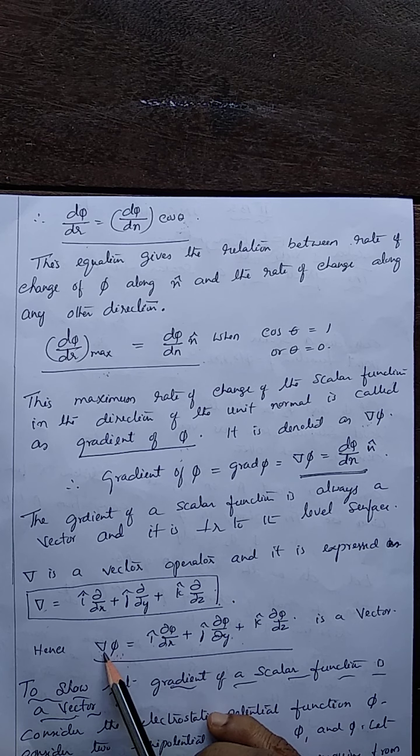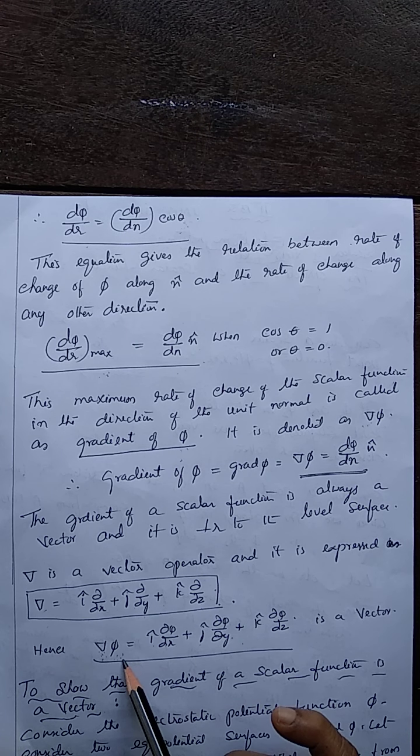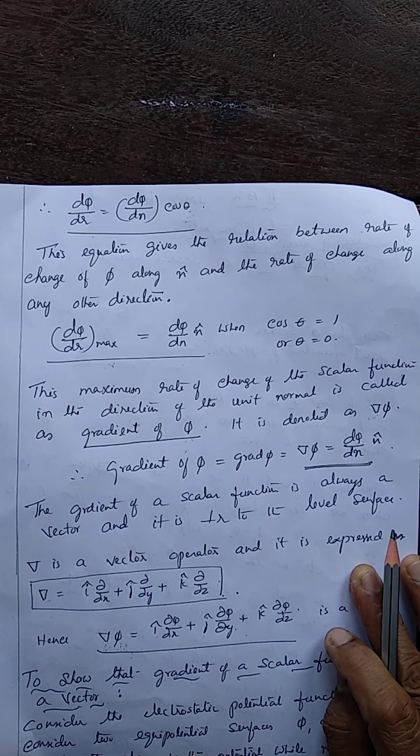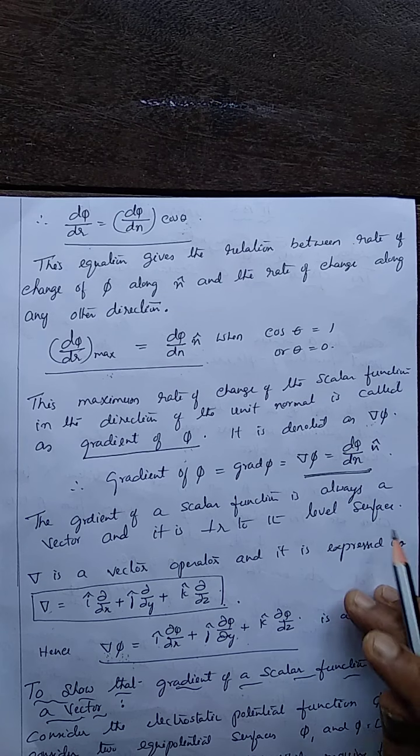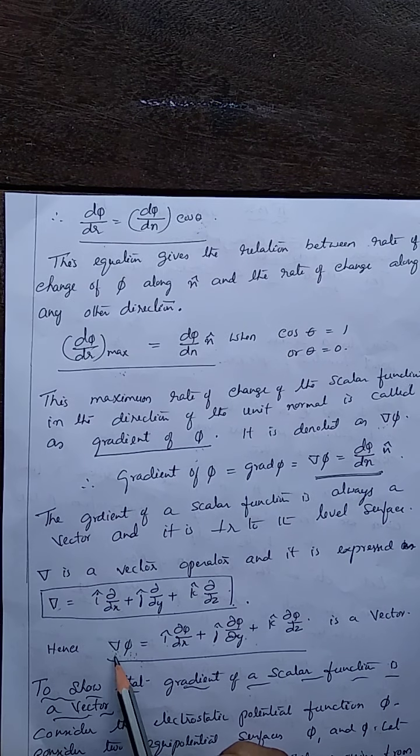What is del? It's the gradient operator. When this del is operated on the function, we call it the gradient of phi. This operation on the scalar function gives the maximum rate of change of the scalar function in the direction of the unit normal when we move from one point to another point of the two level surfaces. The gradient of a scalar function is always a vector.